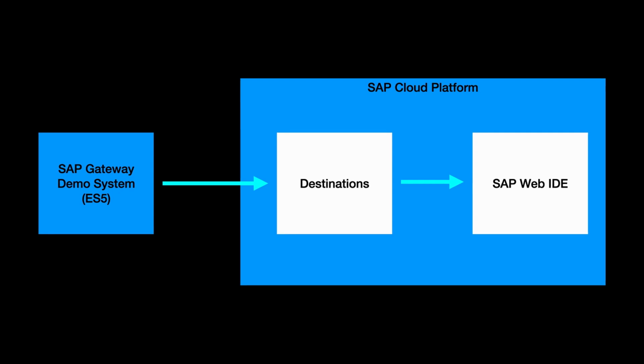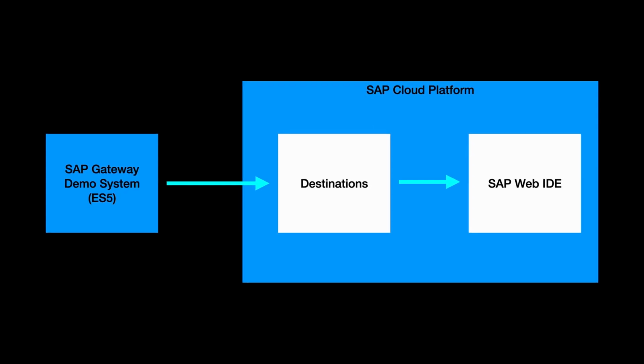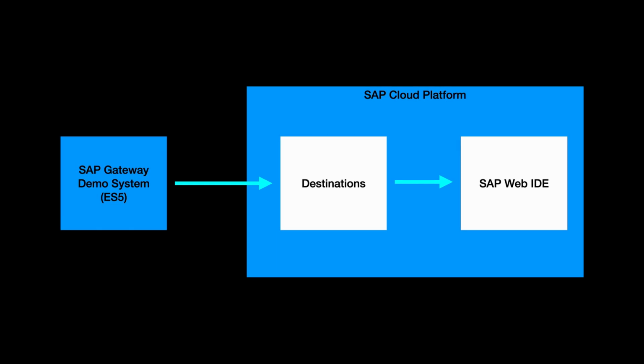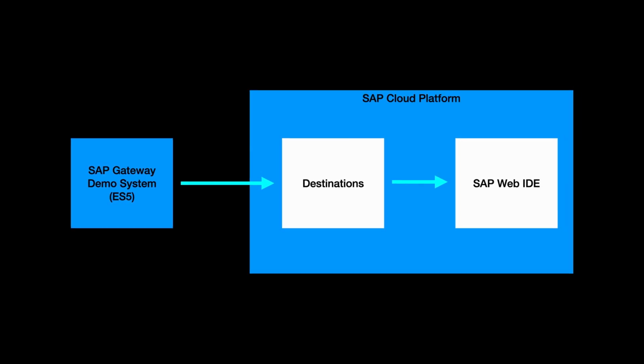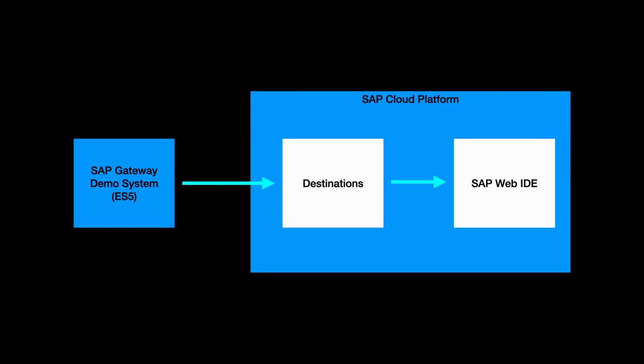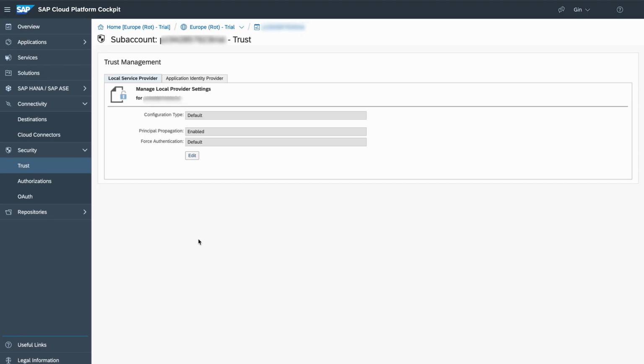Okay, so we're now done with the ES5 account creation and we also did the destinations configuration. Next is to access our SAP Web IDE. For enterprise accounts, you also need to enable additional configuration which is under your security and trust. So go to security, then click trust. So edit this configuration and enable principal propagation. In case you're using trial, you don't actually need to do this step.